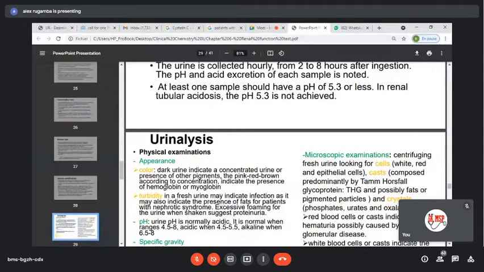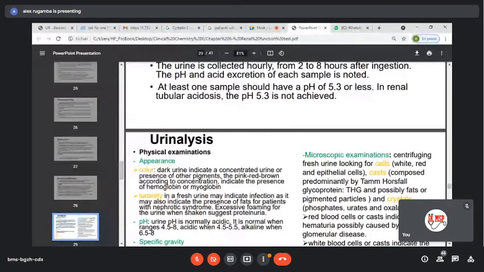You also check the turbidity. The turbidity may indicate infection. You know, there are many urine infections, for example bacterial infection, like Escherichia coli infection, Klebsiella infection, like Neisseria gonorrhea infection. In case of infection, you can see turbidity in urine. So for urinalysis, first of all, you have to examine the appearance of the urine.